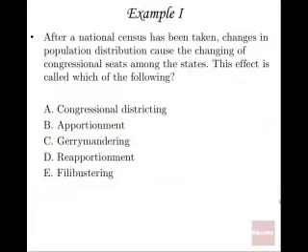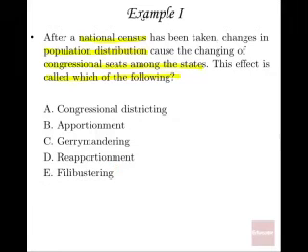So let's take a look at some questions here. After a national census has been taken, changes in population distribution can cause a changing of congressional seats among the states. This effect is called which of the following? So is it congressional districting, apportionment, gerrymandering, reapportionment, or filibustering?